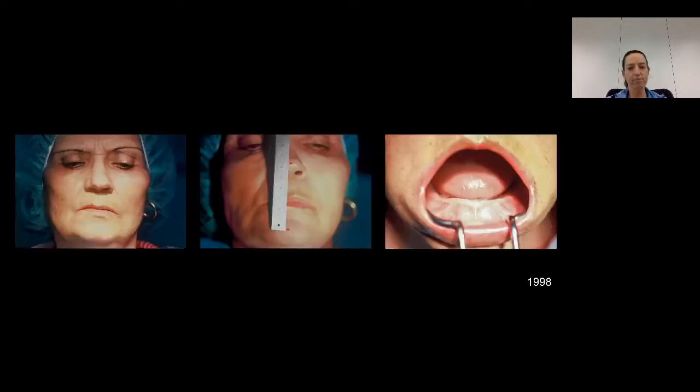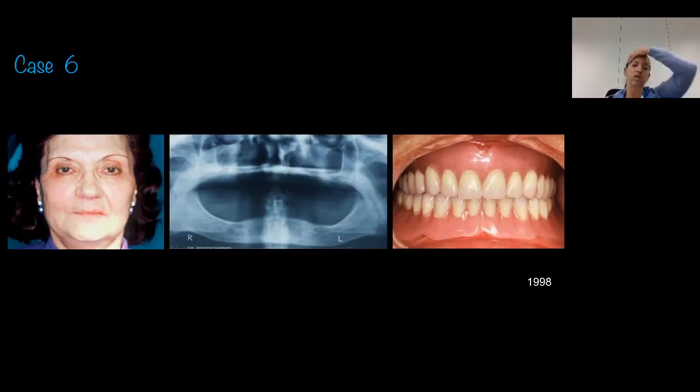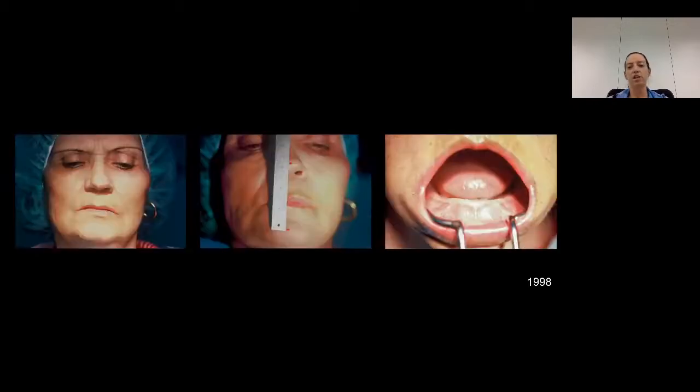Okay. So this is one case that was performed in 1998. This is the patient by that day, and she had no teeth in the upper and in the lower jaw, as you can see.